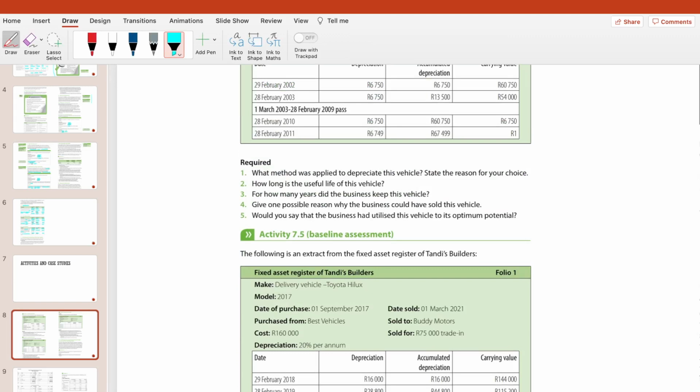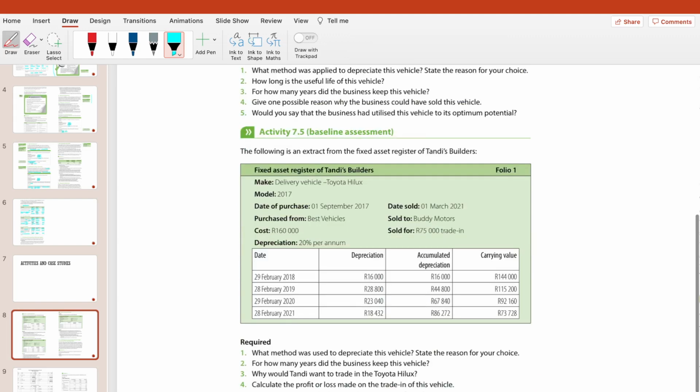For the first week, what we should have done is ethics. Ethics was quite a lot of theory-based work. You can just read through that and know everything. And please go through your fixed assets and do the activities. And then we will see you in the next lesson.